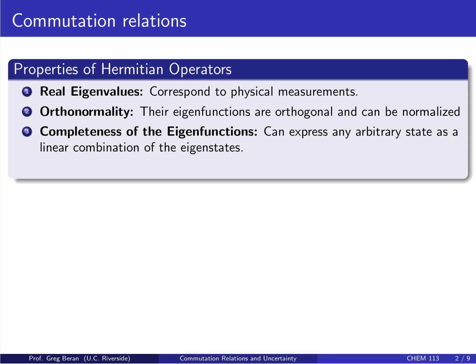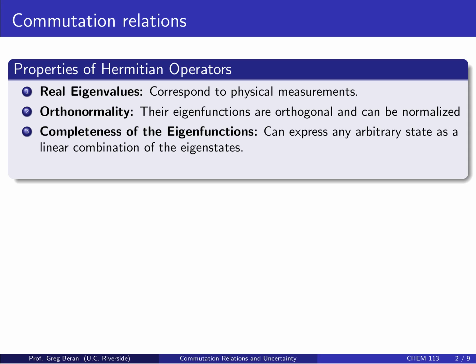In particular, we've already seen first that Hermitian operators always have real eigenvalues. And because these eigenvalues correspond to the values of the observables that we obtain when we make a measurement, it's very important that they should be real quantities rather than imaginary or complex quantities, because they have to correspond to physical measurements, that is, things in the real world.